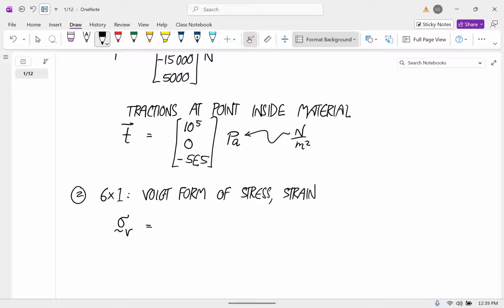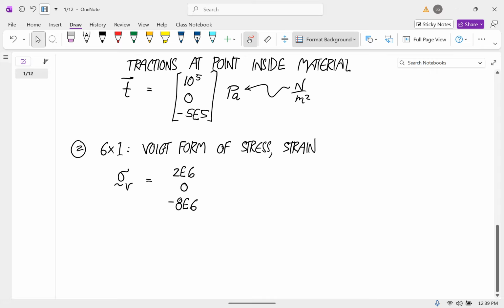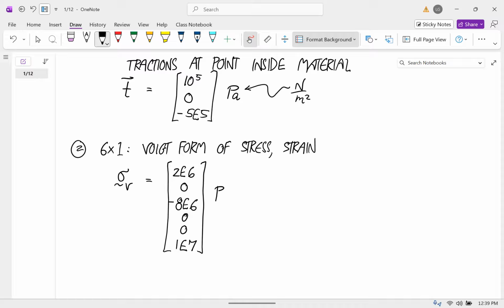So a Voigt stress might be something like 2 times 10 to the 6, 0, negative 8 times 10 to the 6. I'm making up numbers again. 0, 0, and then 1 times 10 to the 7. And this would have units of pascals. So this is the Voigt stress.